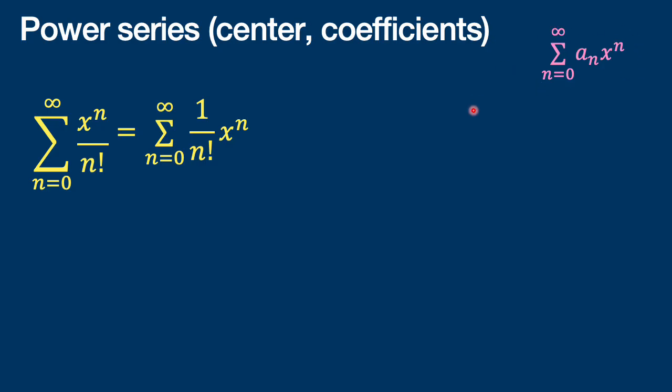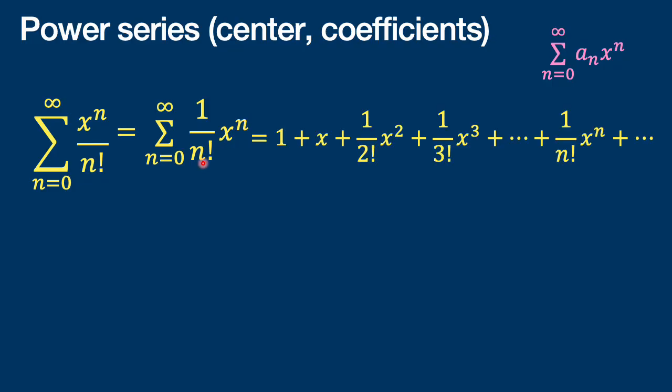Before finding a_n, let's expand the power series. n equals 0: 1 over 0 factorial times x^0. x^0 is 1, 0 factorial is 1. That's why the first term is 1. n equals 1: 1 over 1 factorial, that's 1, times x to the first. That's the x, and so on. So what is the center? Center is 0, a_n is 1 over n factorial.